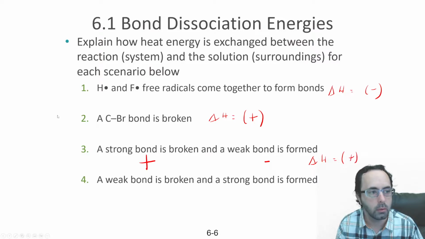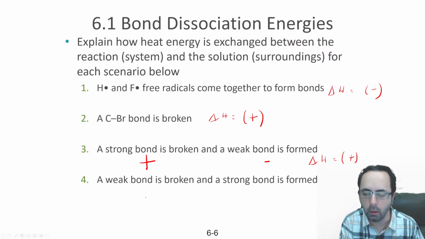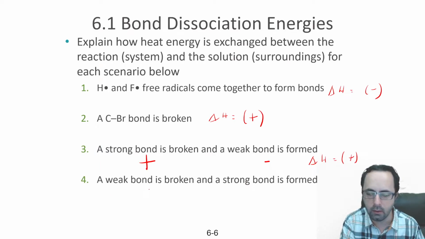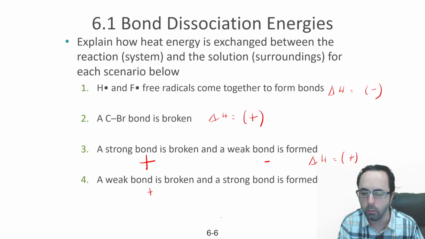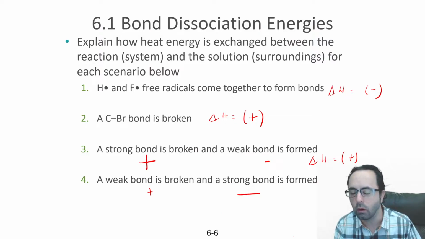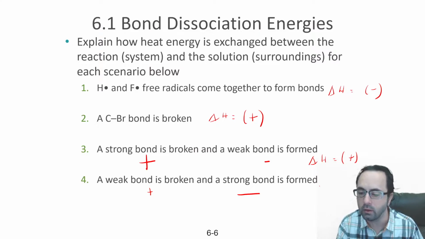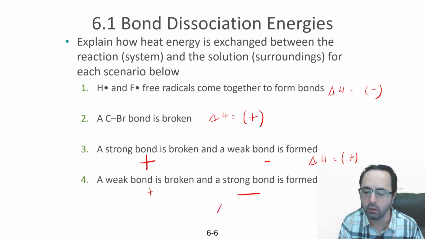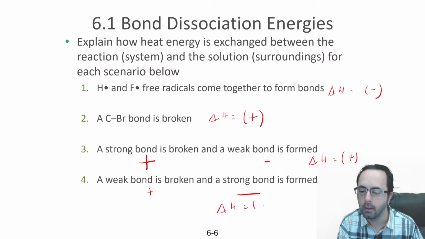This is exothermic, or endothermic rather. It's going to require energy. If we break a weak bond, that means we don't need to put that much energy in, so the positive part will be small and we'll add that to a very large negative part. When a strong bond is formed, that means a lot of energy is released. So here delta H is negative.